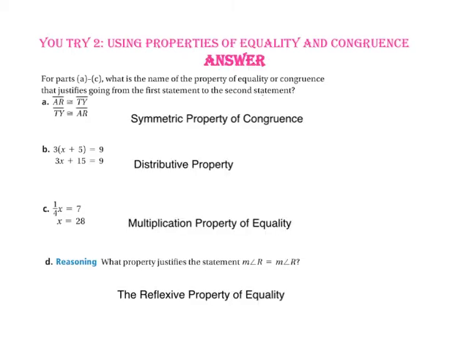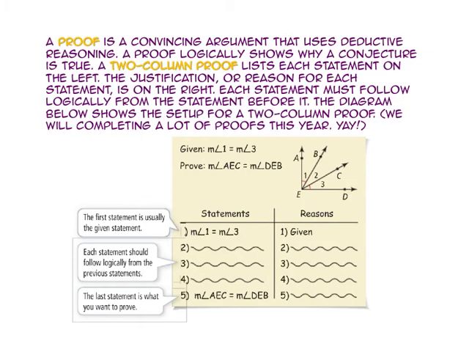Now check your answers. A proof is a convincing argument that uses deductive reasoning. A proof logically shows why a conjecture is true. A two-column proof lists each statement on the left. The justification or reason for each statement is on the right. Each statement must follow logically from the statement before it. The diagram below shows the setup for a two-column proof. We will be completing a lot of proofs this year.